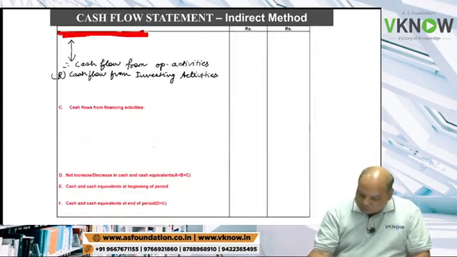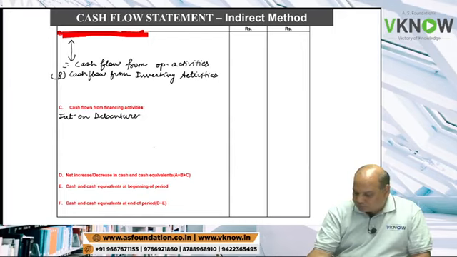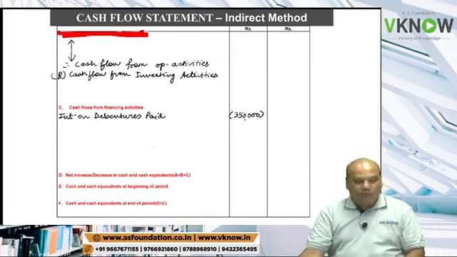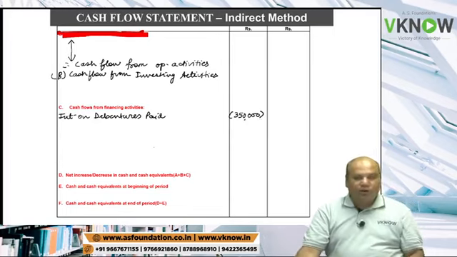Point number C, interest on debentures paid. Financing activity, interest on debentures paid 3,50,000.